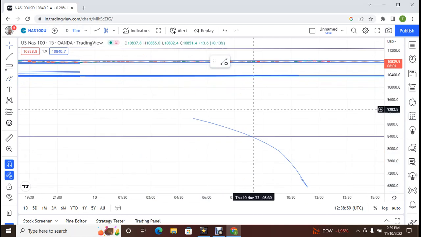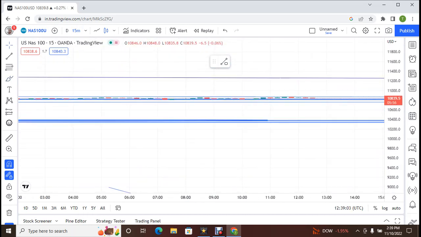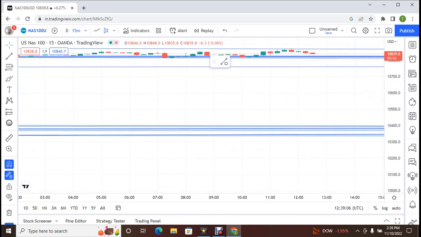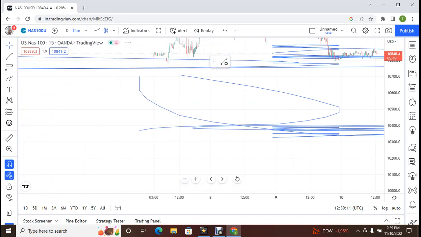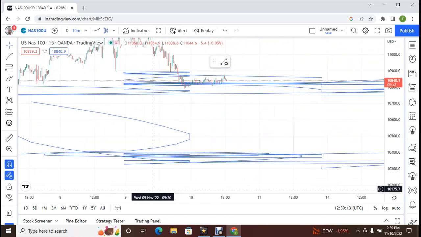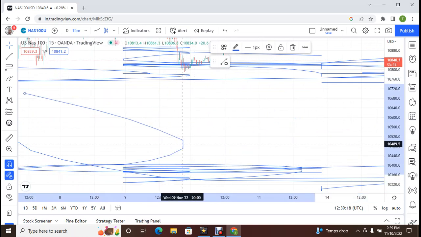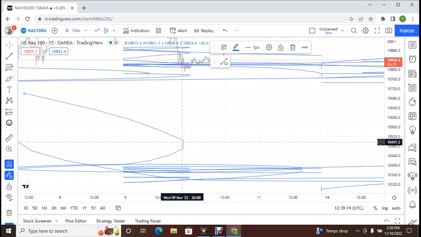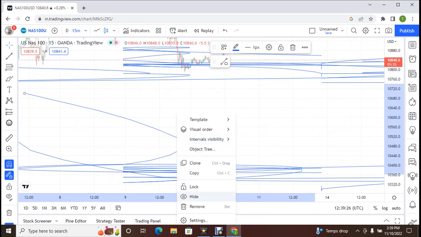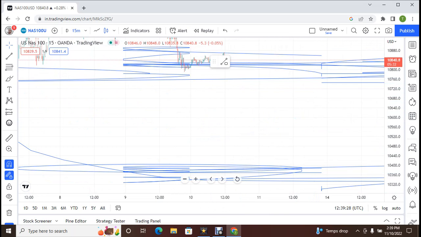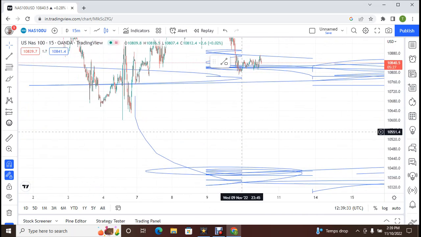Okay, 15 minutes. Okay, let me remove this. So you see now, the gap between, guys. You see the gap between your stop loss. You see where your stop loss is.